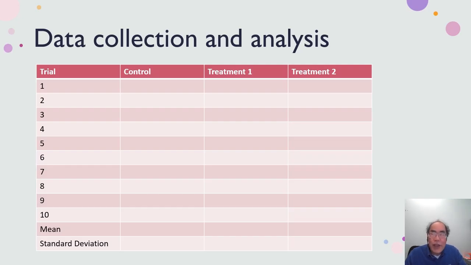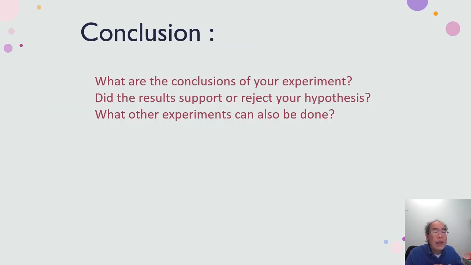Okay, the standard deviation is a measure of how spread out your data is, how dispersed it is, and this gives you an idea of the repeatability of your results. And then you will draw your conclusions. Did the distractions support or reject your hypothesis? And what other experiments can also be performed?